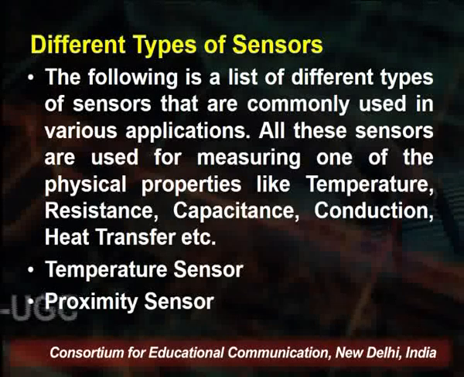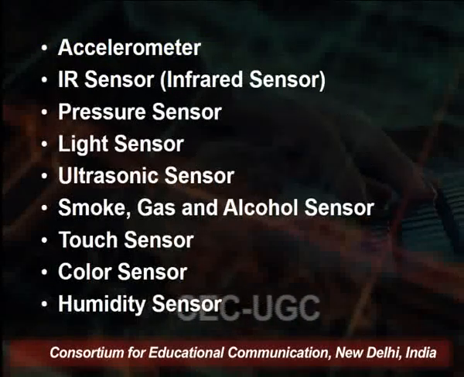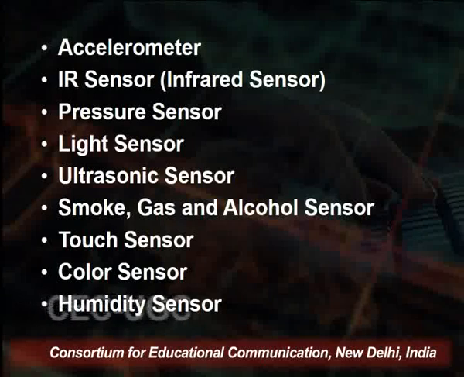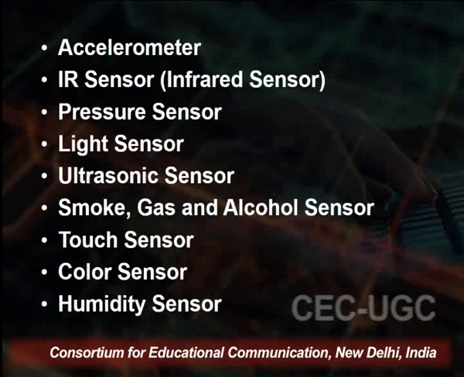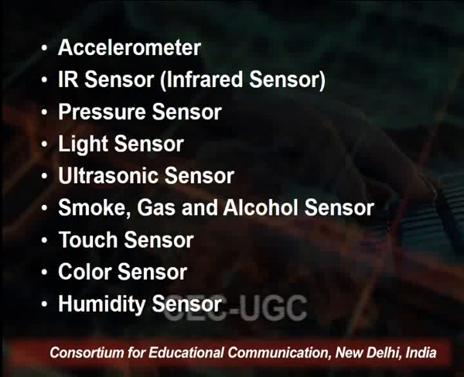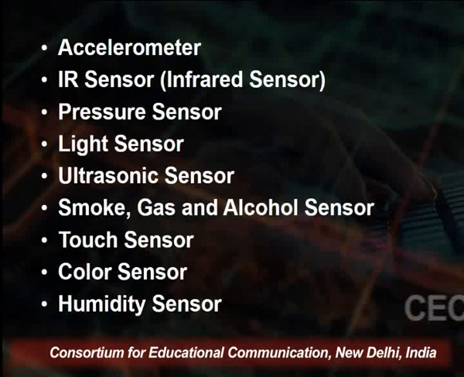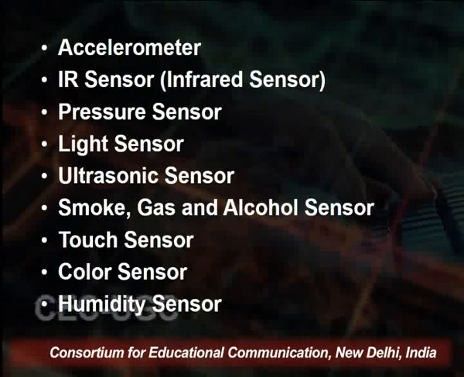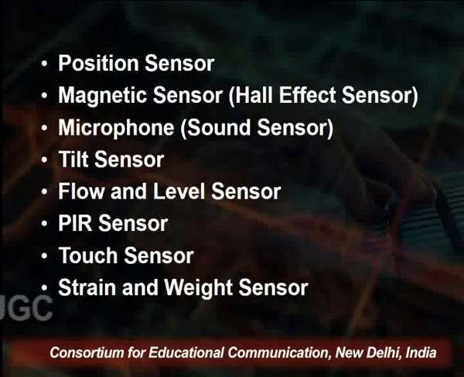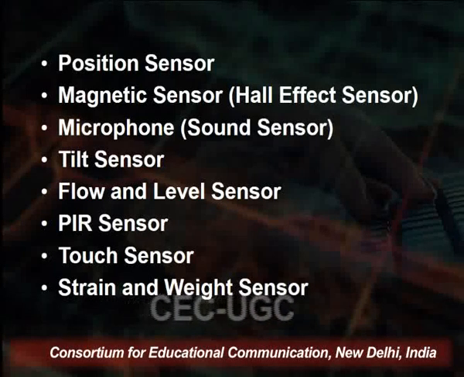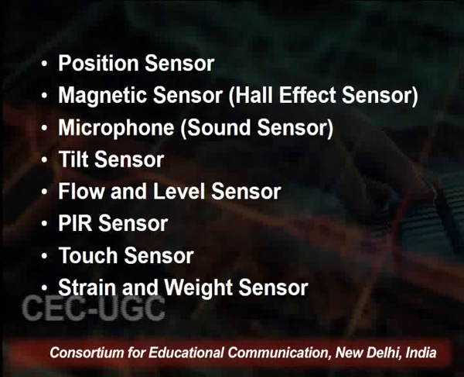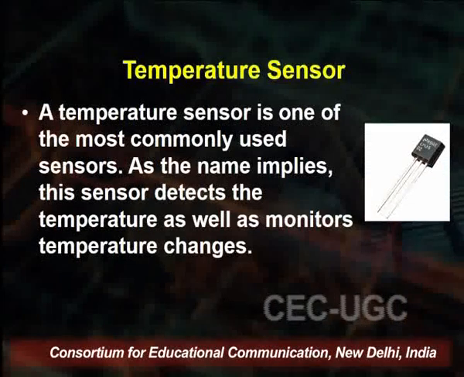First is the temperature sensor, proximity sensor, accelerometer, IR sensor, that is the infrared sensor that works in the infrared light range where photons are given to the sensor, pressure sensor that measures the pressure, light sensor as we defined earlier, light dependent resistors, ultrasonic sensor, smoke, gas and alcohol sensor that can detect gas as well as alcohol, touch sensor that works on the touch system, color sensor, humidity sensor, position sensor, magnetic sensor that is used in the Hall effect sensor, microphone, sound sensor, tilt sensor, flow and level sensor, PIR sensor, touch sensor, strain and weight sensor. We start one by one.